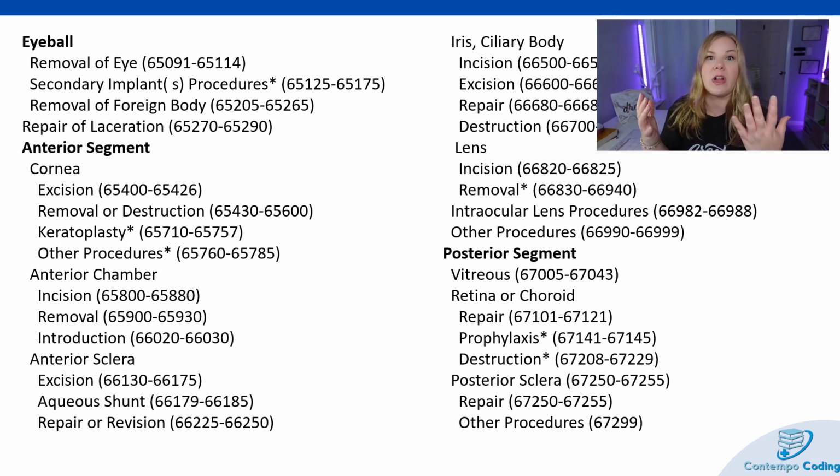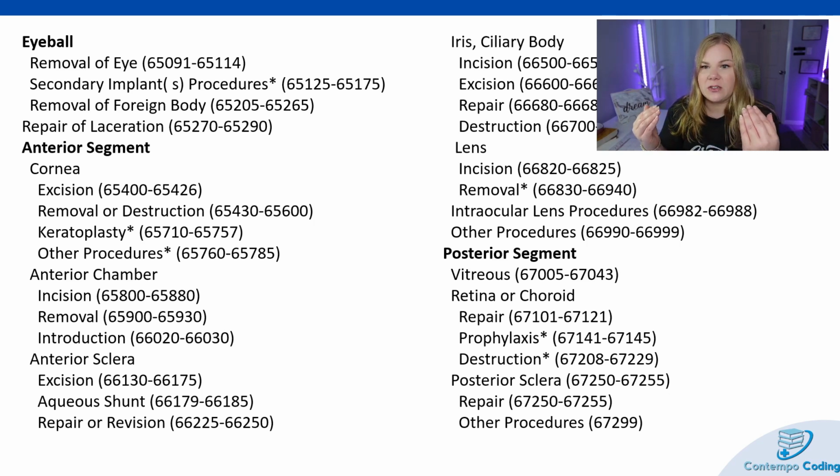So things like removal of the eye, where we have to pay attention to if it is with or without an implant, so an artificial eye then being replaced after we've removed the eyeball. After that, we have secondary implant procedures, removal of foreign bodies from the eyeball, and repair of laceration. Then we go into our anterior segment.